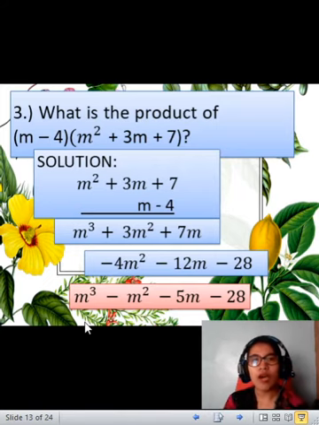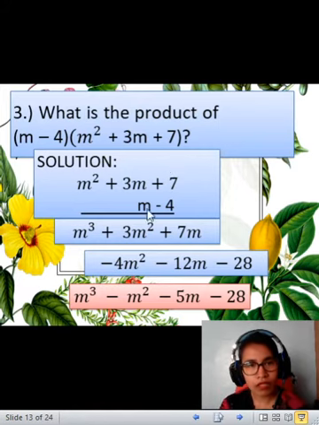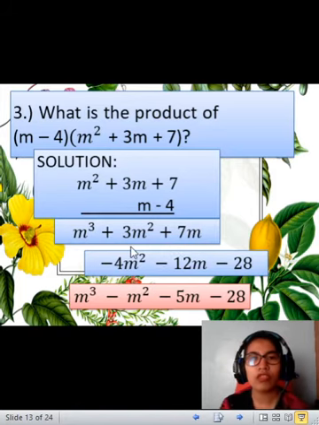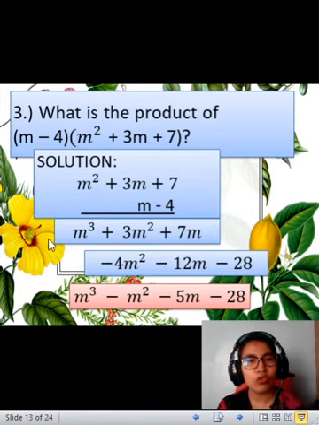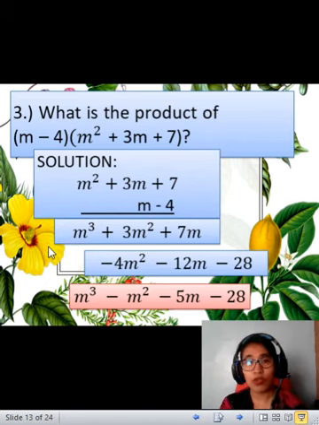So again, our step is to write it in a column. Distribute the terms one by one. Write the answer. Distribute again one by one. Then write the answer. If you have distributed it all, then you can do the addition. Then that will be your final answer.